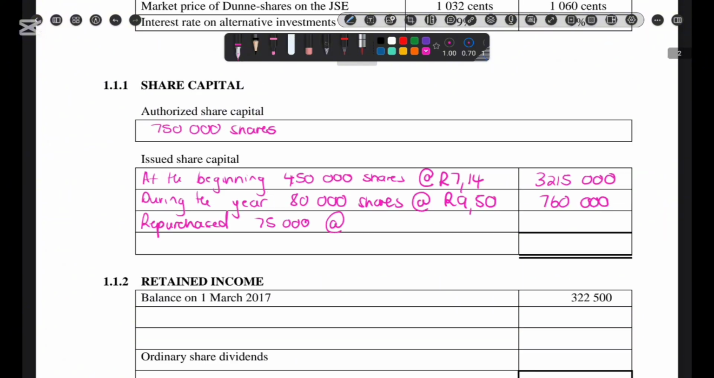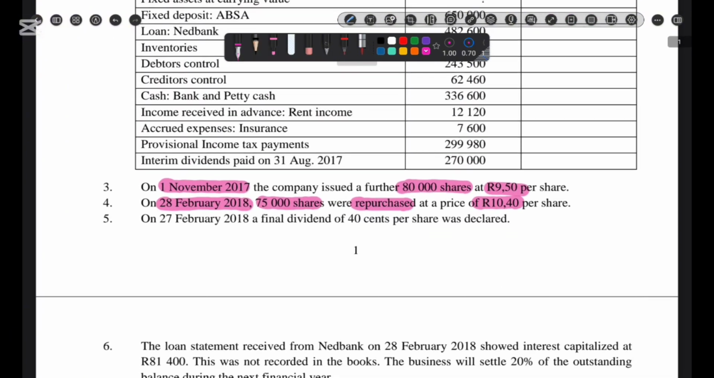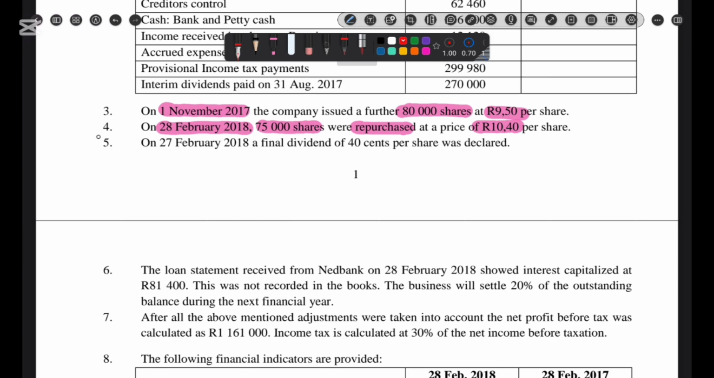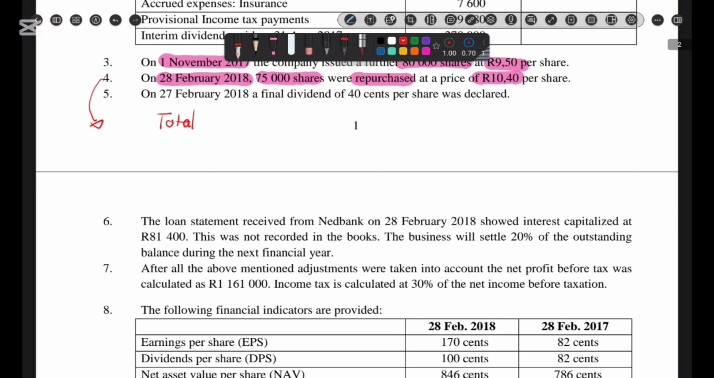At how much? Remember, now our knowledge of dealing with the buyback needs to kick in. I taught you that when you deal with the buyback, there are 3 prices that you need to know about. You need to know your total, the amount that we paid in total for these shares when we're buying them back. That total is going to be split into your average price, which will go to your ordinary share capital note.